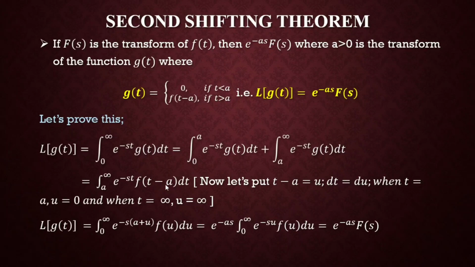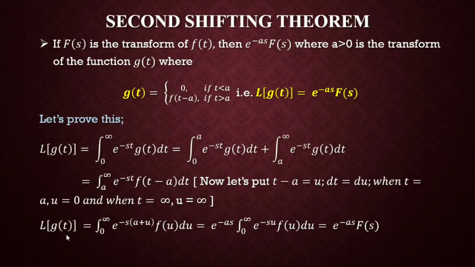Now, let's substitute t minus a with u. Therefore, t will be equal to u plus a and dt will be equal to du. Now, these limits are in terms of the variable t. Since we are changing the variable t to u, we have to change the limits as well. So, when t is equal to a, we'll have u is equal to a minus a, that is 0. And when t is equal to infinity, we'll have u is equal to infinity minus a, that is infinity. So, u is equal to infinity.